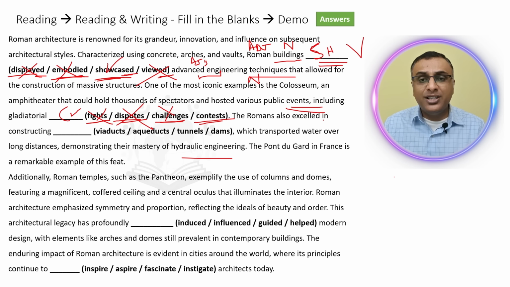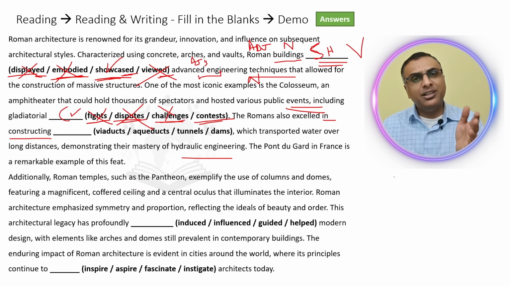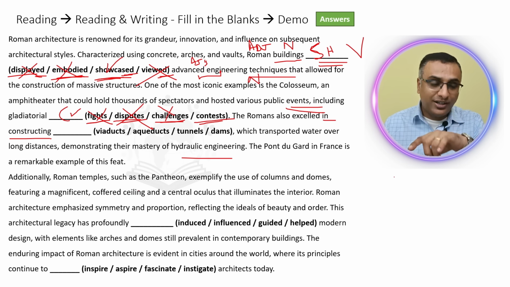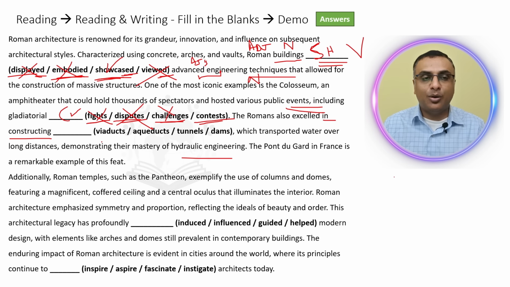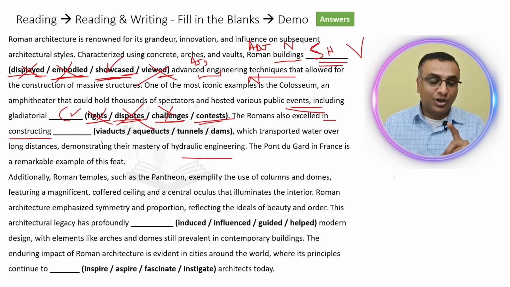Now, the clue is in constructing. Okay, what is in constructing? Something, an object that is constructed. So you have to look for that object, what they have constructed. Let's see the options. Let's go from the back.